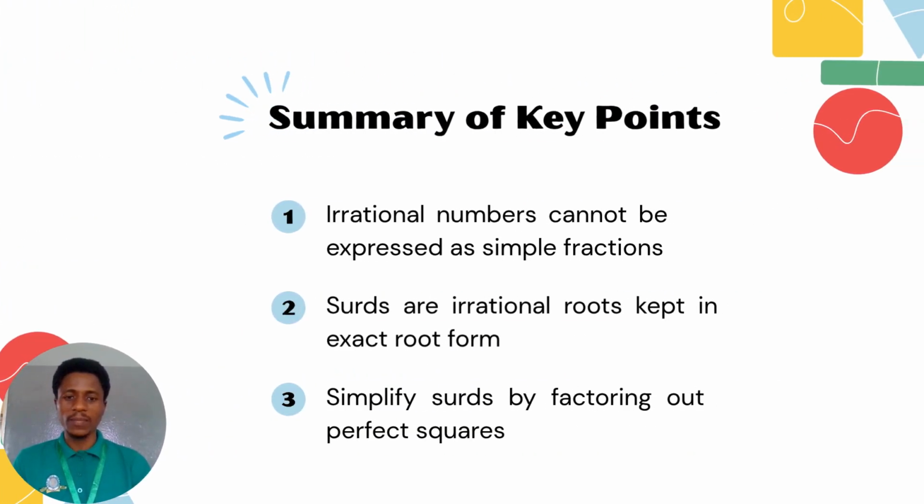Going through the recap, irrational numbers cannot be expressed as a ratio, because the numbers are endless. Then surds are roots of rational numbers that cannot be expressed further into an integer. And also, when you are simplifying surds, you have to do that by factoring out the perfect square.